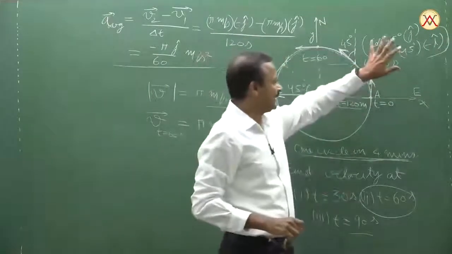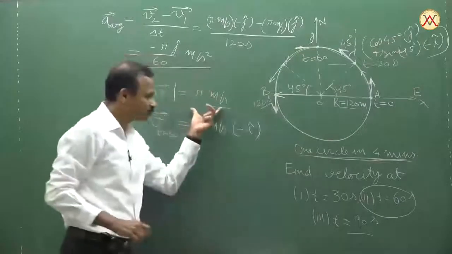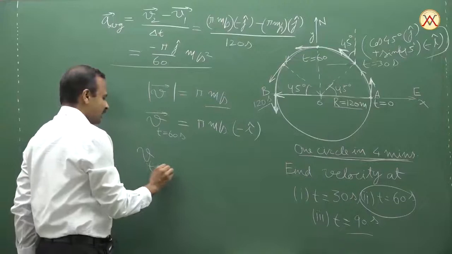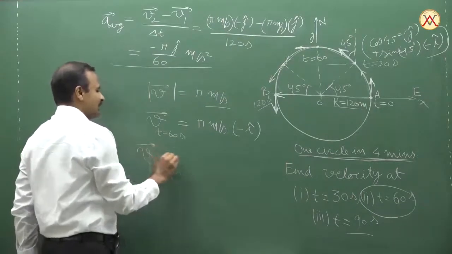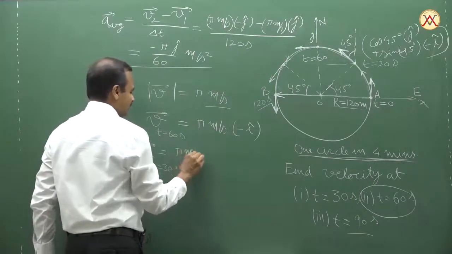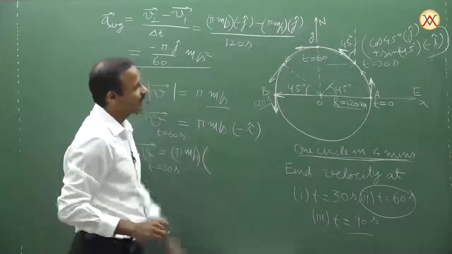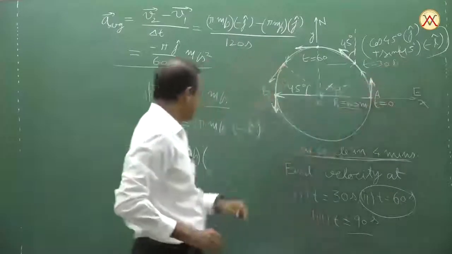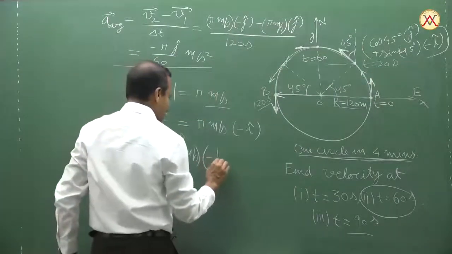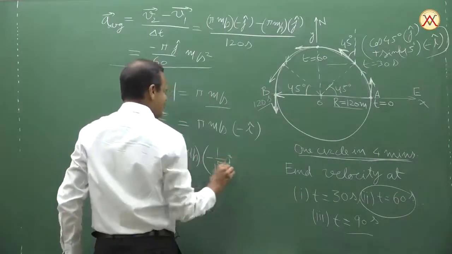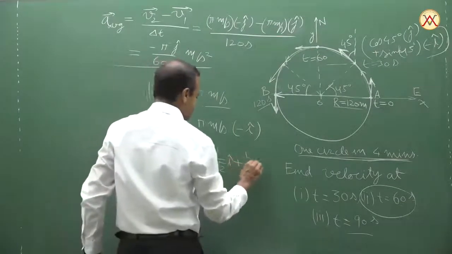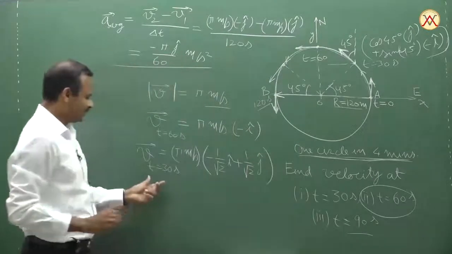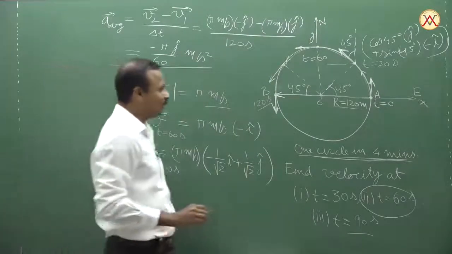I just have to attach this unit vector to this magnitude and I will get the velocity at t equal to 30 seconds. So it becomes pi meter per second multiplied by minus 1 upon root 2 i cap, plus 1 upon root 2 j cap. So this is the velocity at t equal to 30 seconds. Now about t equal to 90 seconds.